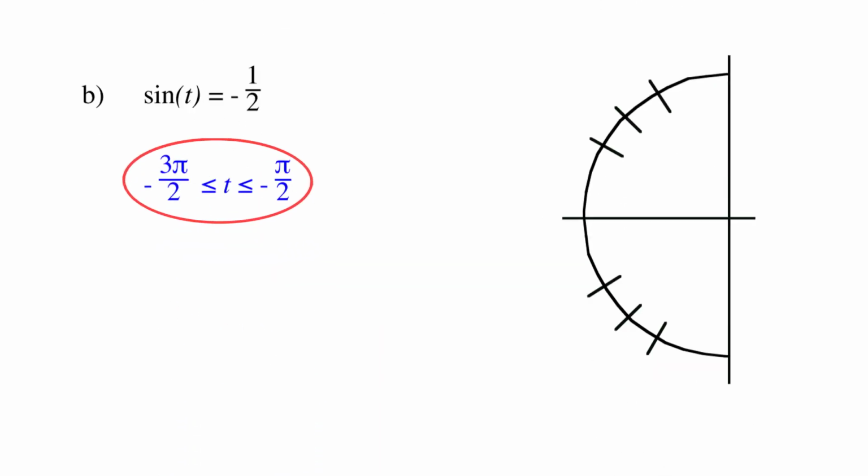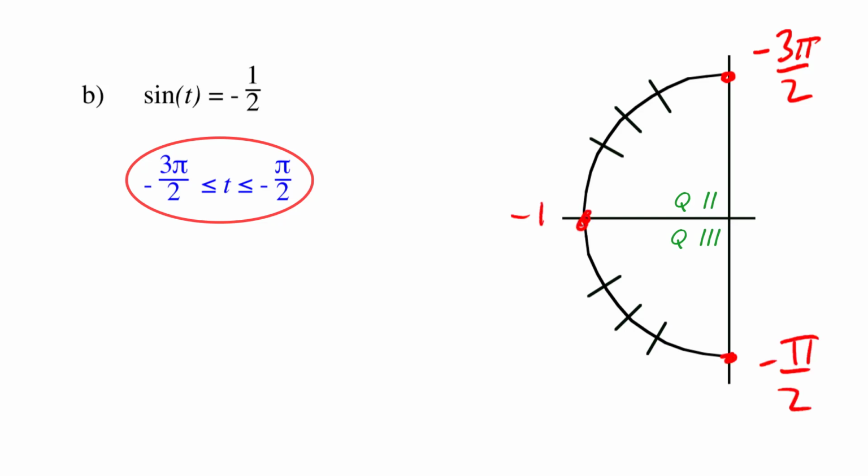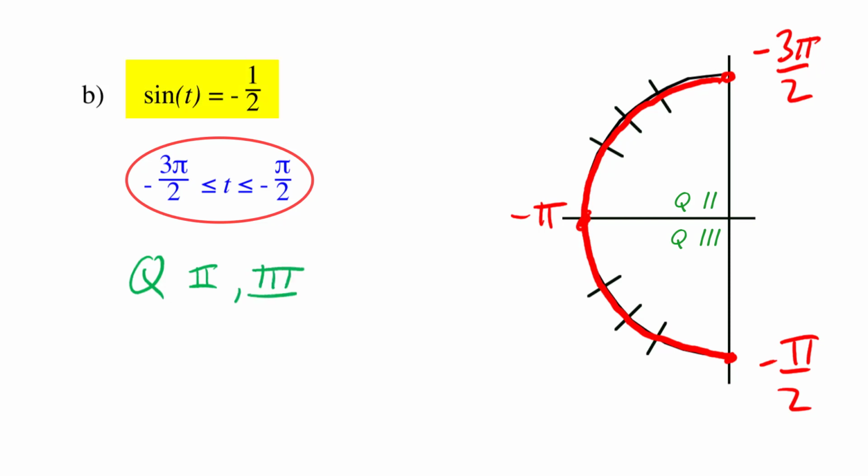Okay, well, this time we have a restriction between negative 3 pi over 2 and negative pi over 2. Negative 3 pi over 2 is located where 90 degrees is, and negative pi over 2 is down at 270 degrees. And as we draw the arc that includes those, it goes right through negative pi, and that's quadrants 2 and 3. And let's see now, sine here is negative, negative 1/2. That must be quadrant 3. Okay. Well, in quadrant 3, sine is negative 1/2 at 7 pi over 6.